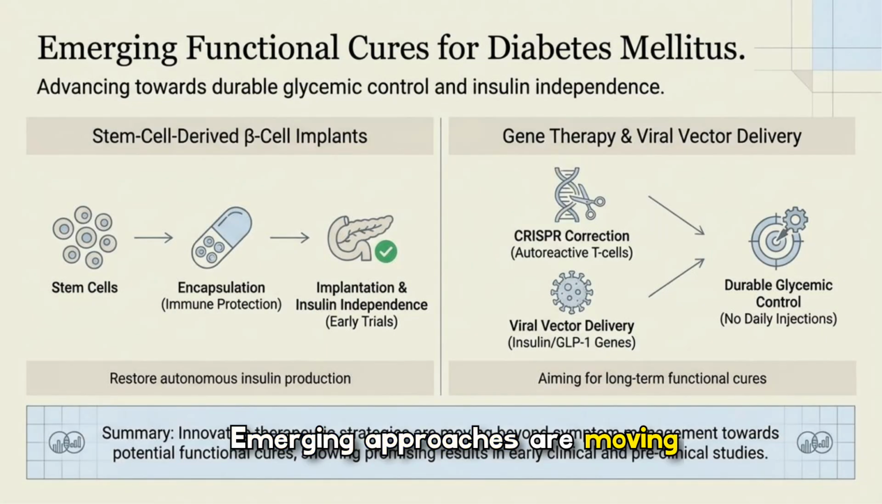Emerging approaches are moving toward functional cures, with stem cell-derived beta-cell implants that use encapsulation for immune protection to restore autonomous insulin production, and gene therapy, or viral vectors delivering insulin or GLP-1 genes alongside CRISPR strategies to correct autoimmune drivers. Early clinical and preclinical results are promising, suggesting the potential for durable glycemic control and reduced dependence on daily injections.